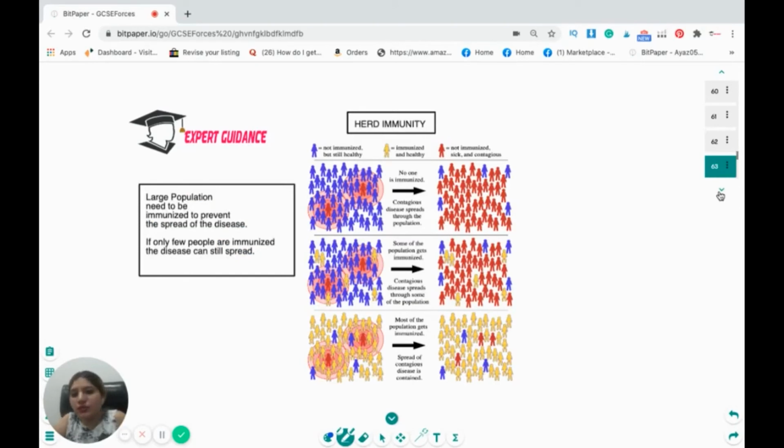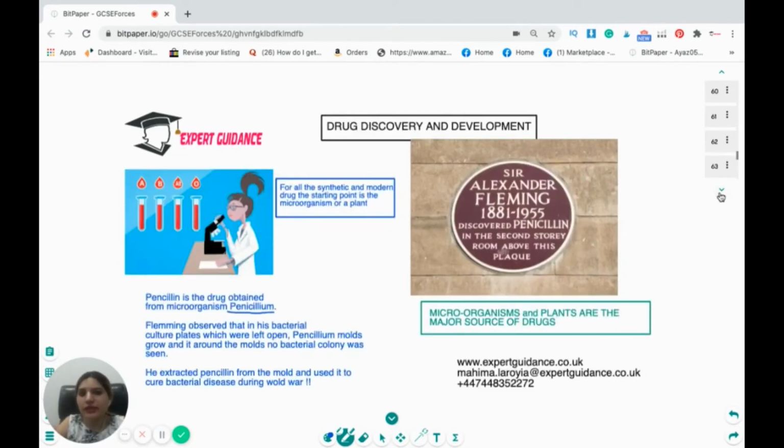What is herd immunity? Herd immunity is that a large population needs to be immunized to prevent the spread of the disease. If only a few people are immunized, it will not help because the disease can still spread. Okay, now what is drug discovery and development? We need drugs to cure us from disease.